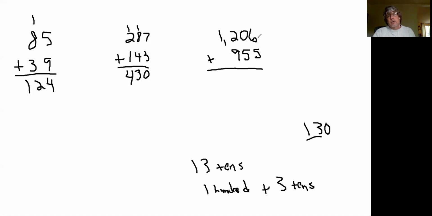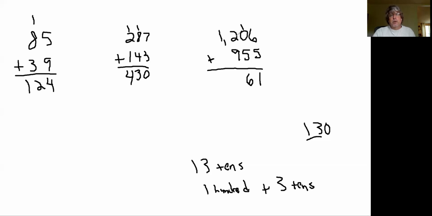If I look at this next example, notice I have, again, starting in the ones place, 6 ones plus 5 ones, which would be 11 ones. But notice how we just bring the 1 down and carry the other 1 over to the 10 spot. So if I have a 1 ten plus no tens, plus 5 more tens, that's going to be 6 tens. And there's no need to carry there because that's just 6 tens.